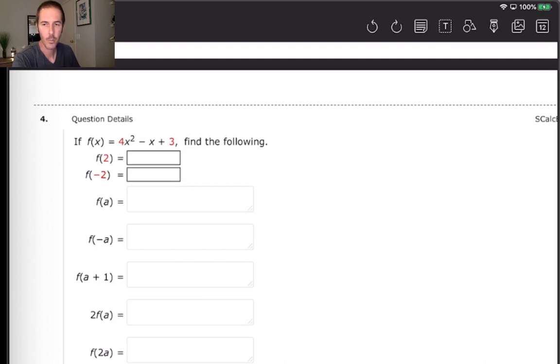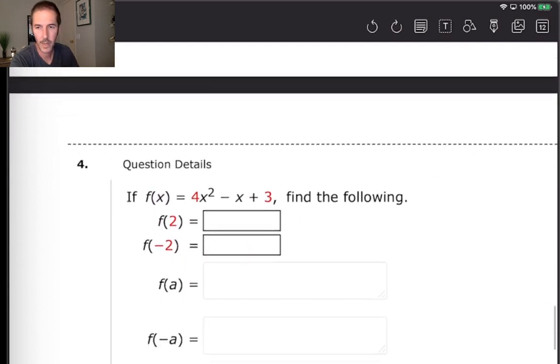In question number 4, this is very much a straight algebra question. We're being given a function f of x, and then we're being asked to evaluate a bunch of these expressions here, f of 2, f of -2, f of a, f of -a, and so on. How do I evaluate those? Do we remember how to do that?